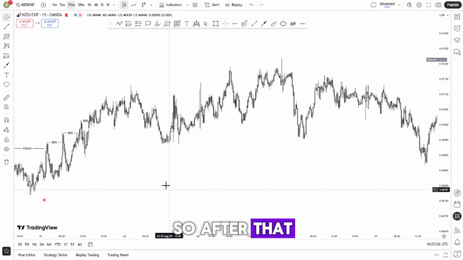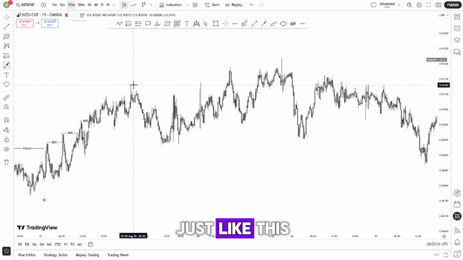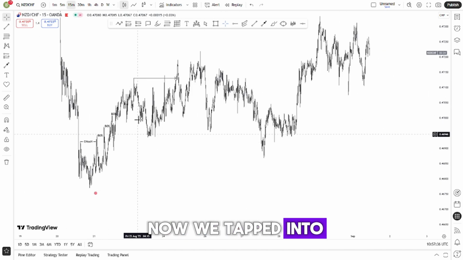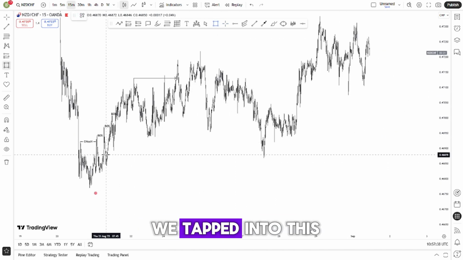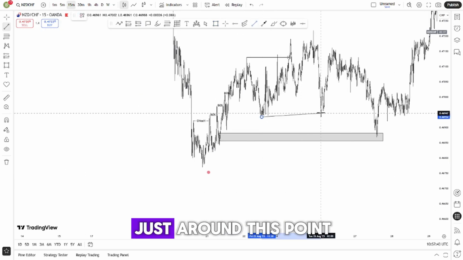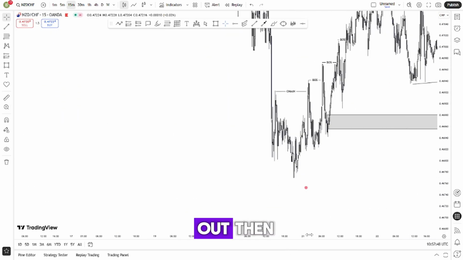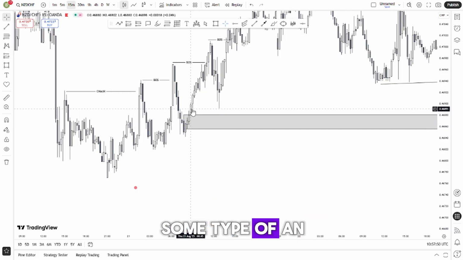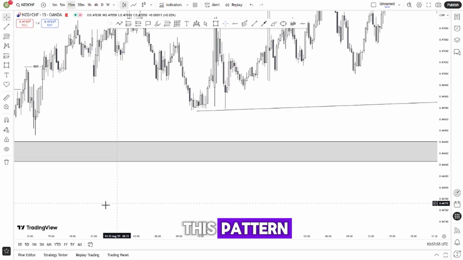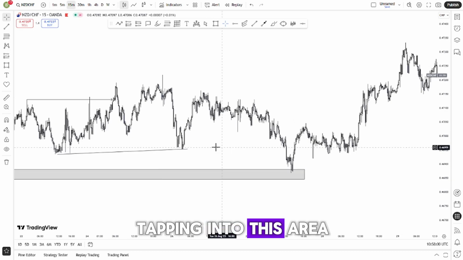So after that, the market continued to push up into this area here, just like this, just like that. Then now we tapped into this area here, and the reason why we tapped into this area here is because we had slightly equal lows just around this point. Then after having that slightly equal lows, you can just zoom out. Then you'll notice that we had some type of an imbalanced area, and then this was the last candle around this point here.